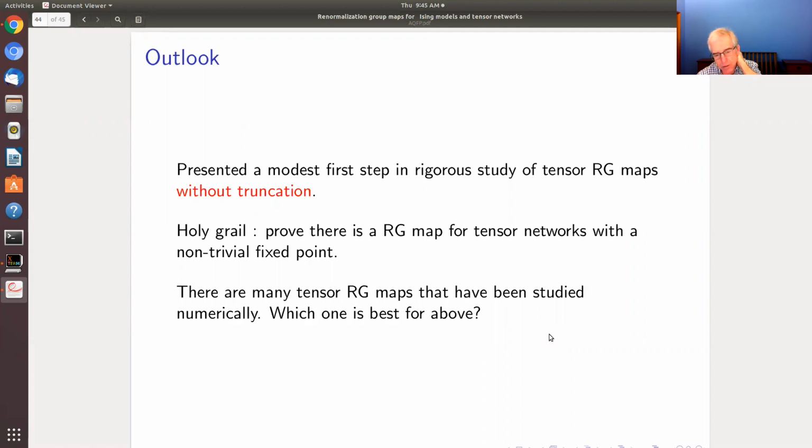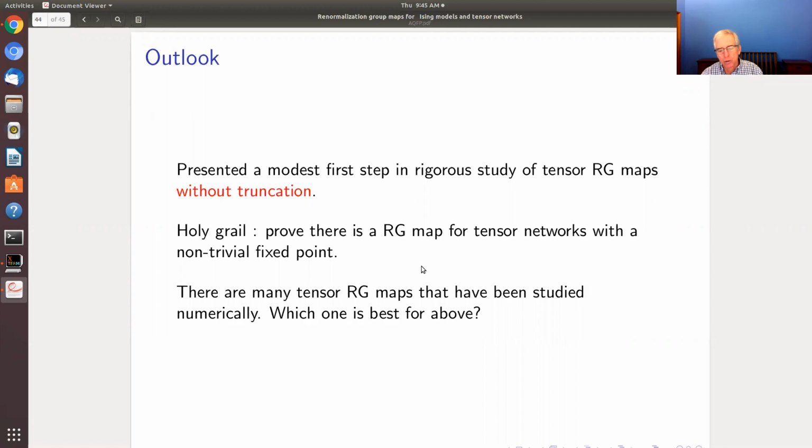Again, I want to emphasize that our goal eventually is to try and show there's a renormalization group map for tensor networks with a non-trivial fixed point. And what we wanted to do, as a modest first step, is look at a tensor renormalization group map where you don't do any truncation, where you rigorously control the errors, so to speak, and at least show that the high temperature fixed point is stable under the map.